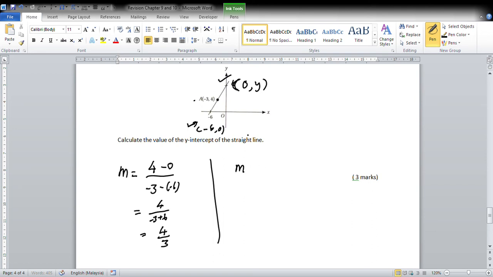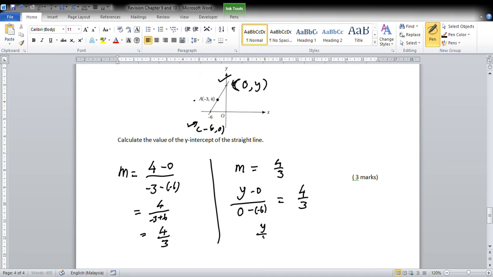Okay, for m, we already calculated it is 4 over 3. Okay, because they are on the same straight line. So that means y minus 0, this point, y minus the x-intercept is 0, and then x2, which is 0, minus negative 6 is equal to 4 over 3. And this concept is only applicable when we refer to the same straight line because they have the same gradient.